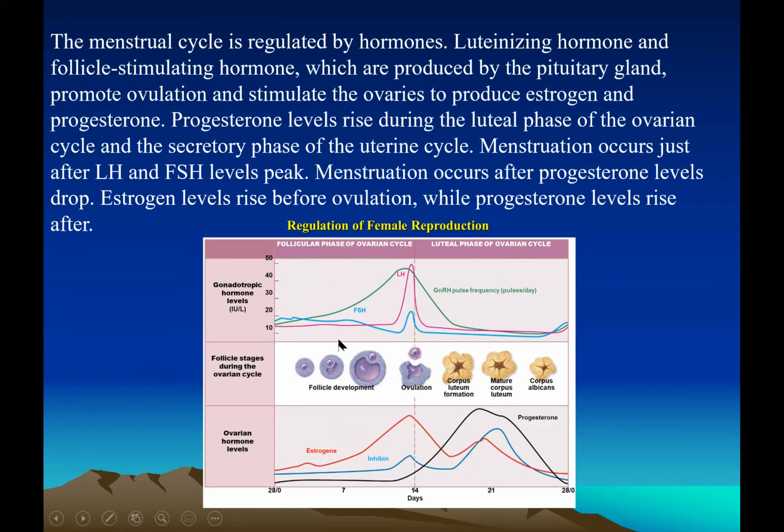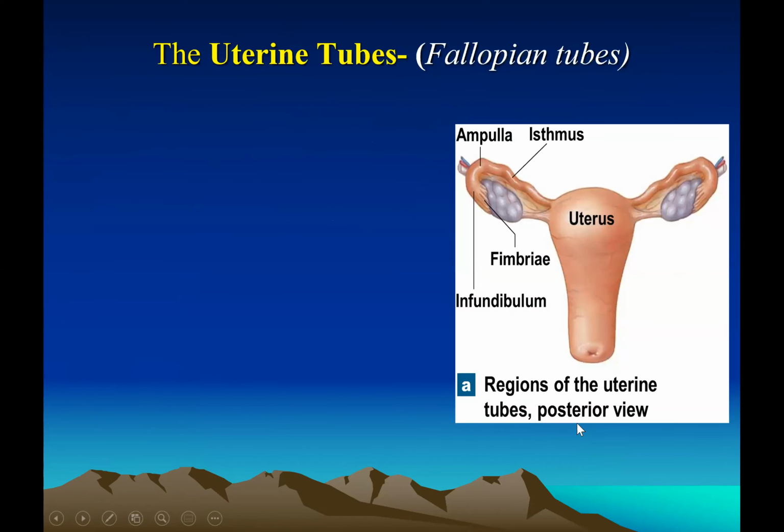Just to explain one more time, to trigger oogenesis, we need follicle stimulating hormone. To trigger ovulation, we need luteinizing hormone. The progesterone level will increase in the luteal phase. The menstruation will happen after the peaks have happened. Menstruation will occur after this progesterone drops. So the whole cycle of menstruation is under the control of hormones. Every step is controlled by hormones.